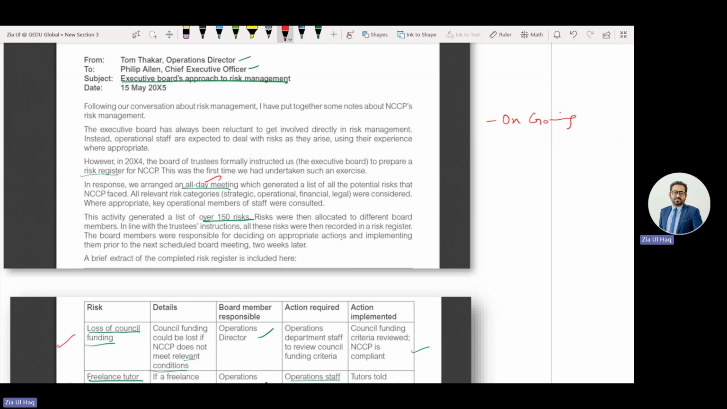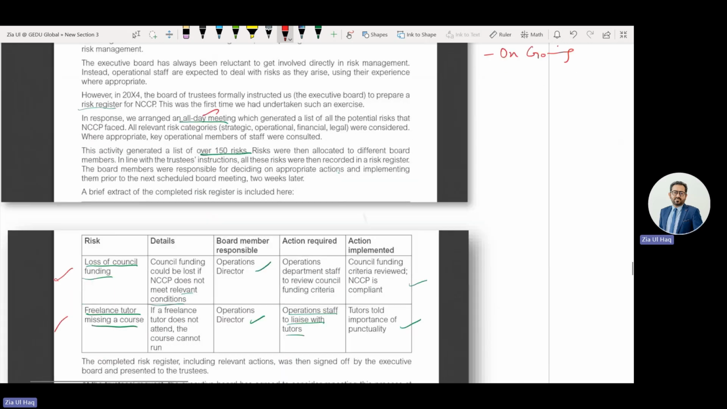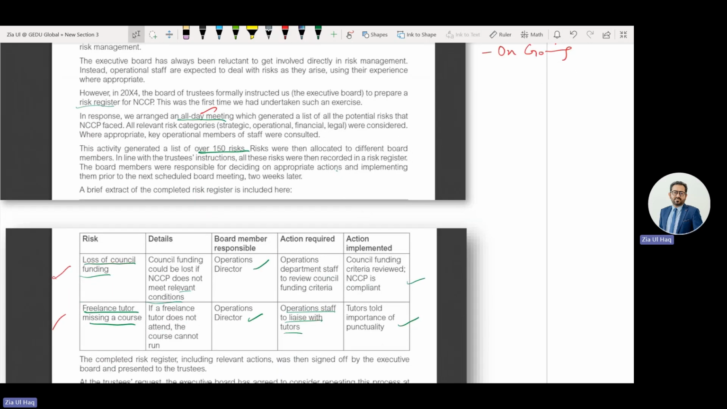One point we can discuss is this. And then he highlighted the risk register. In that, he highlighted the risk, its detail, who is responsible for it, what action is required, and what action was implemented. Is there proper management of risk? How can we manage risk?